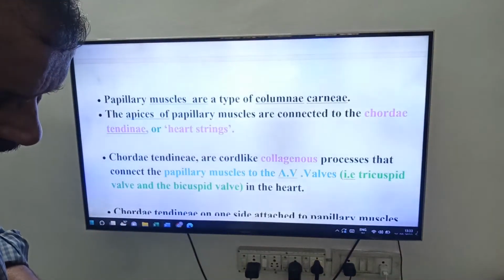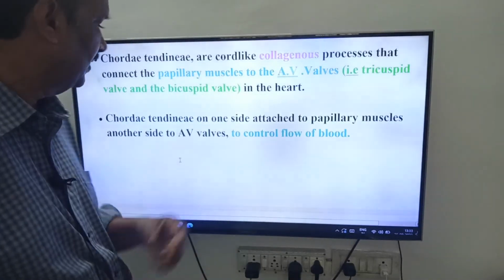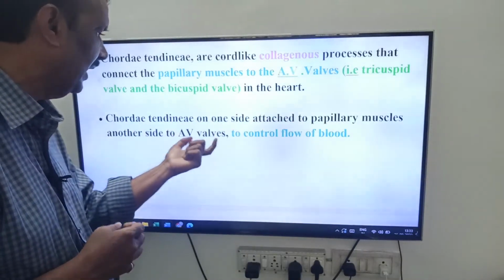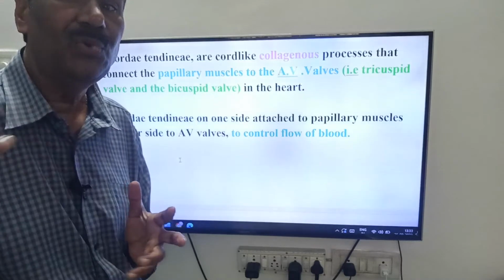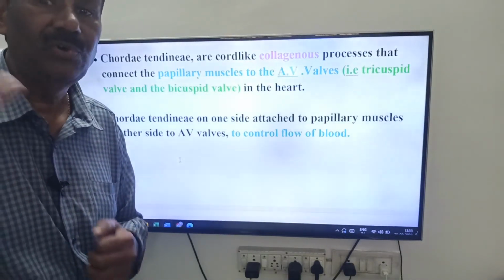Okay friends, now what is the role of the chordae tendineae? See, once again friends, the chordae tendineae on one side are attached to the papillary muscles, and on the other side to the AV valves, to control flow of blood. What is the role of the chordae tendineae? They control flow of blood, friends.